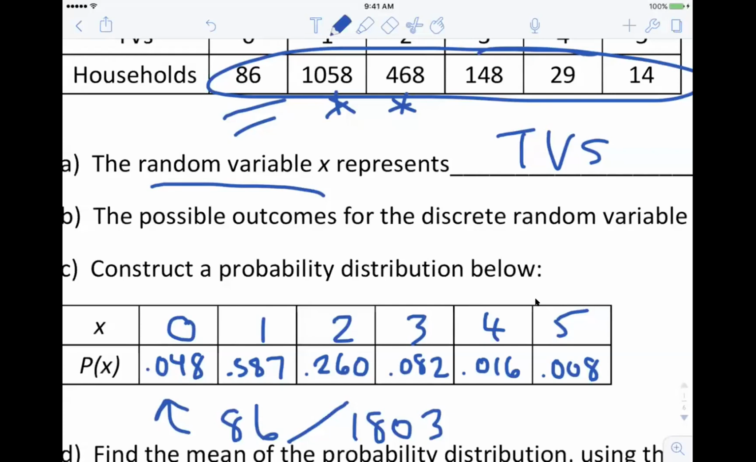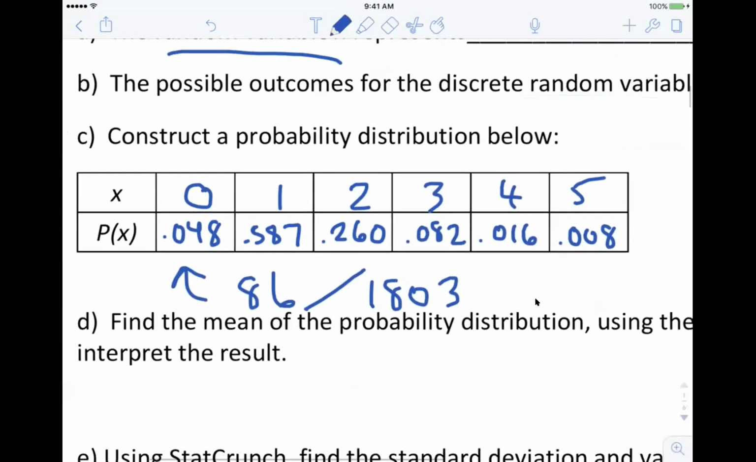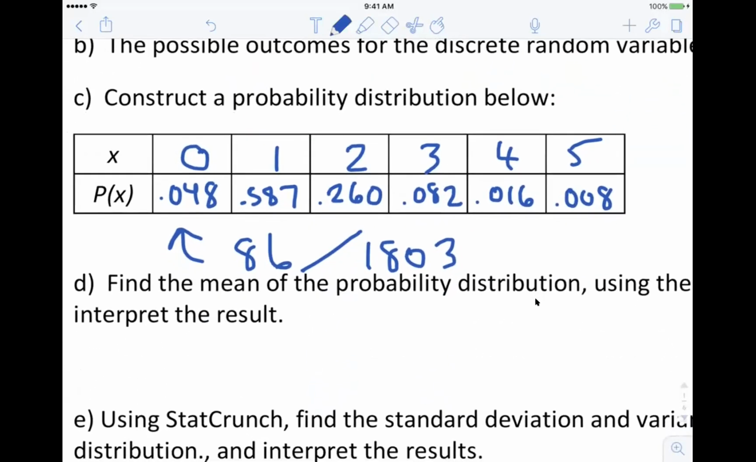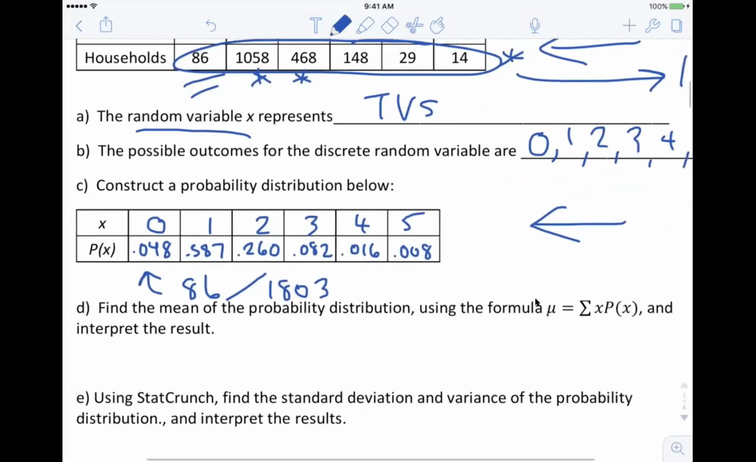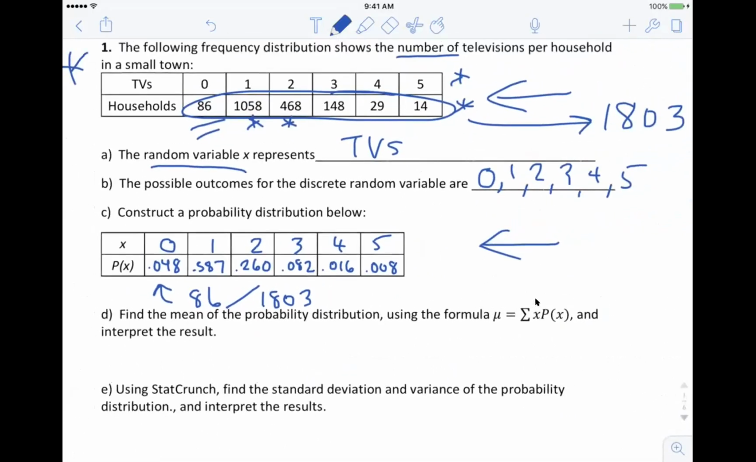Okay, so that's what I got for the last three. Hopefully that looks right, and we'll continue. Okay, next we're going to find the mean of that probability distribution, and that has a specific formula for it.